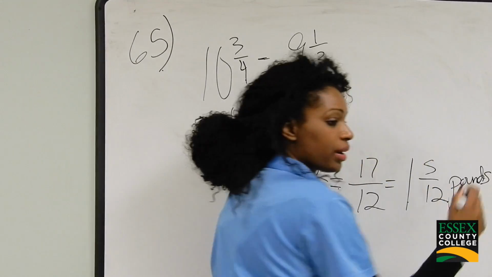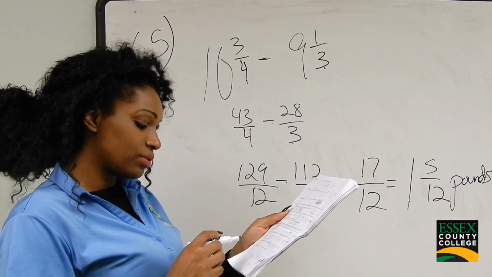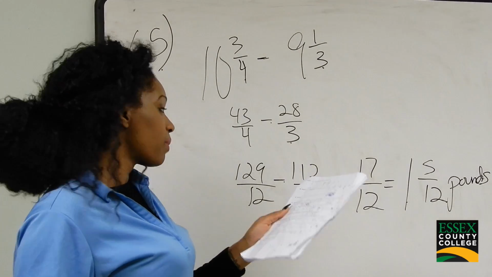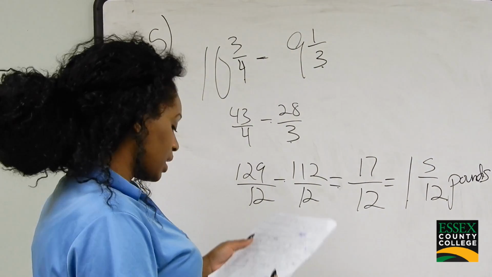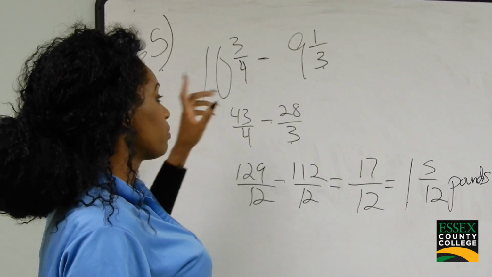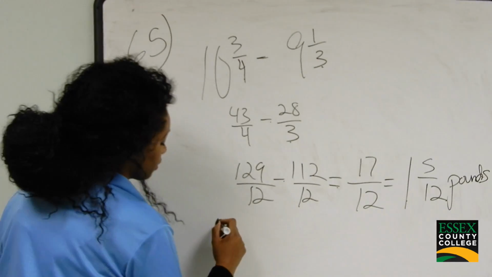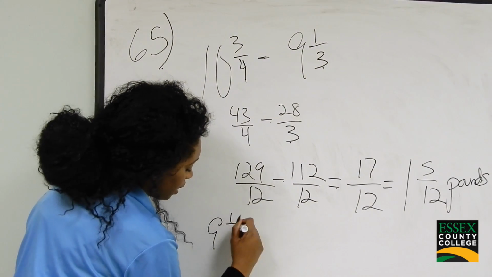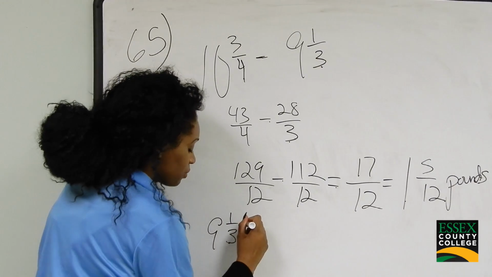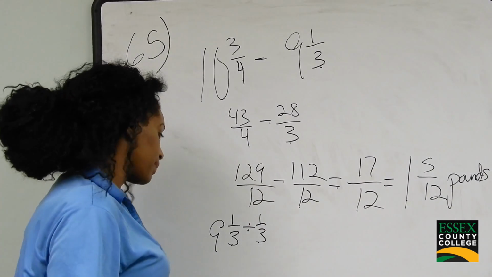Okay? The second part asks how many 1/3 pound servings can be made from the trimmed roast. The trimmed roast is 9 1/3. So what we're basically doing is taking the number, which is 9 1/3, and dividing it by 1/3, okay? Because we need to find out how many 1/3 pound servings we can make.